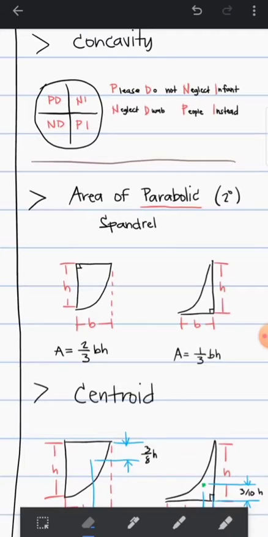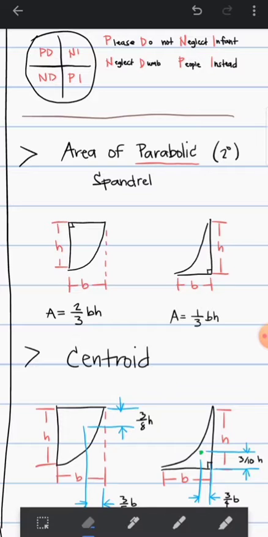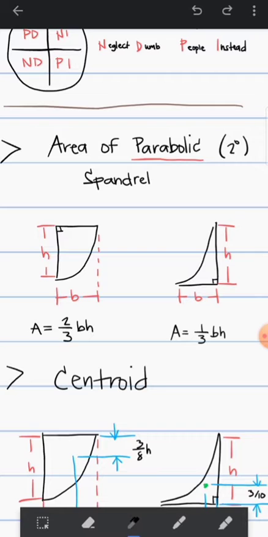Then, the area of the parabolic spandrel. I highlighted parabolic because there are different types of spandrel, such as third degree, meaning x cubed, and others. For a parabolic spandrel, meaning second degree, the area of this type of spandrel, which is like the other half of this one, is 2/3 base times height. Whatever the base, you multiply it by the height, and then multiply it by 2/3. There are derivations for these, which I will give you later on.